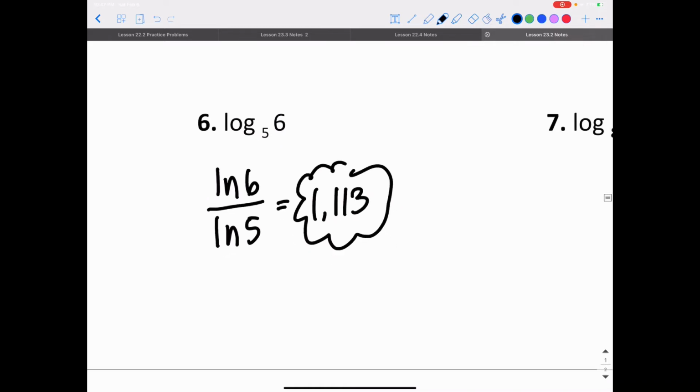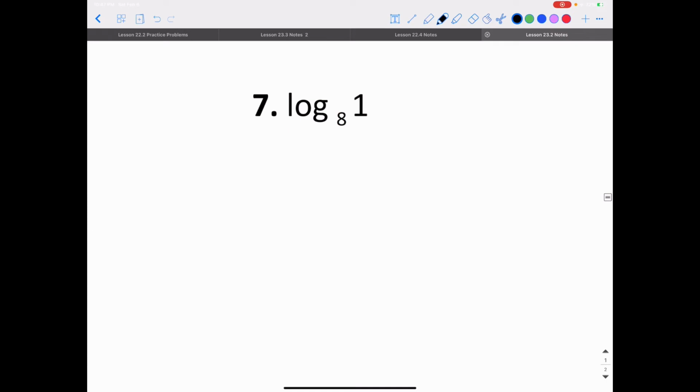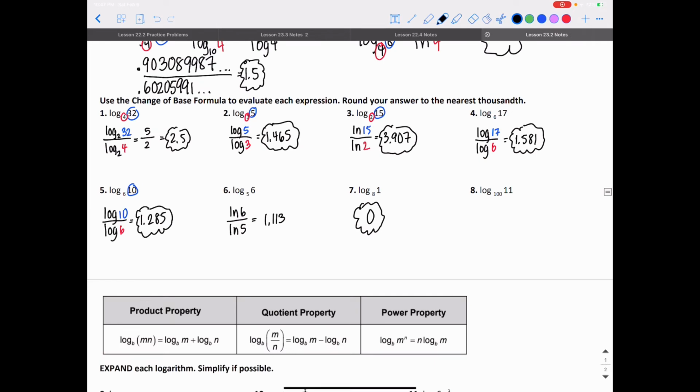For number 7, I have log base 8 of 1. 8 to what power gives me 1? I don't need to do anything. This is 0. 8 to the 0th power gives me 1.